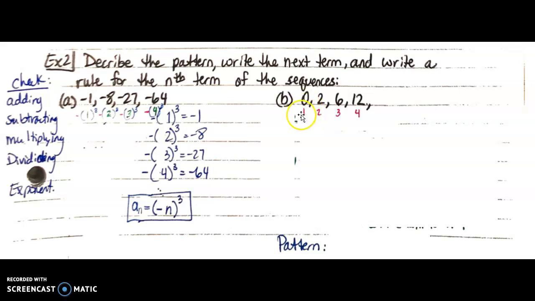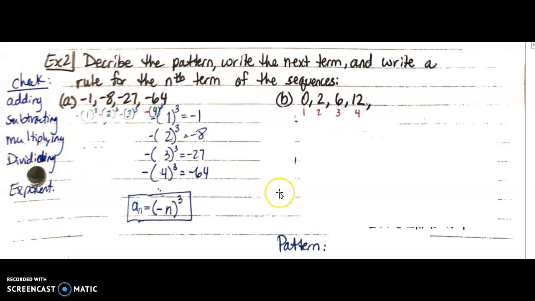So is there anything that I can add or subtract to 1 to get 0? Well, I can do 1 minus 1. That would give me 0. Let's test it out here. 2 minus 1 doesn't give me 2. 3 minus 1 doesn't give me 6. So I check something else out. So adding and subtracting is out.